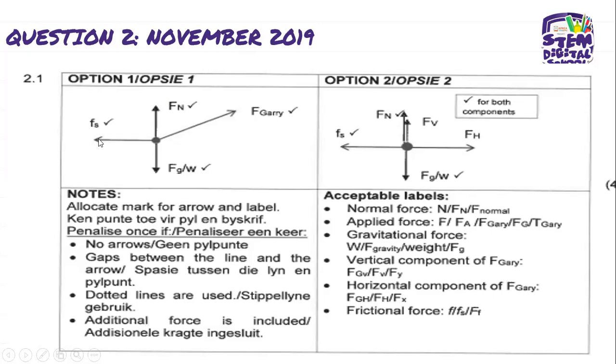But also, some of the labels that we can use is Ff, in other words, just frictional force, even if you don't specify the type of force that the object is experiencing. So even if you don't state that it is static friction and you just say it is frictional force, that is correct. Or if you just say F for frictional force, it is correct. Or static friction, which is Fs, it is correct.